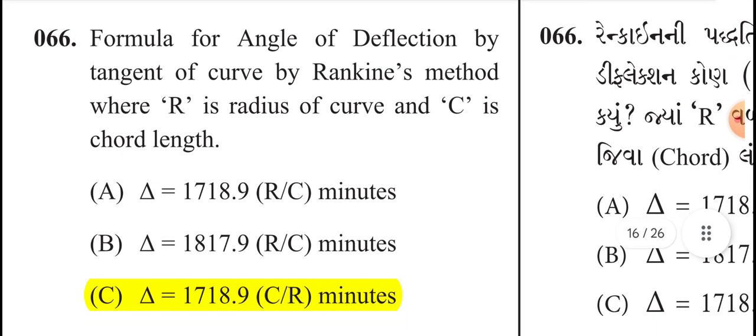Formula for angle of deflection by tangent of a curve by Rankine's method, where R is the radius of the curve and C is the chord length. So 1718.9 by C R, C by R.